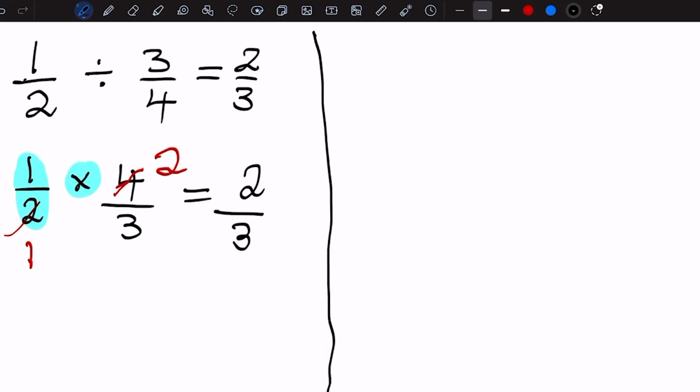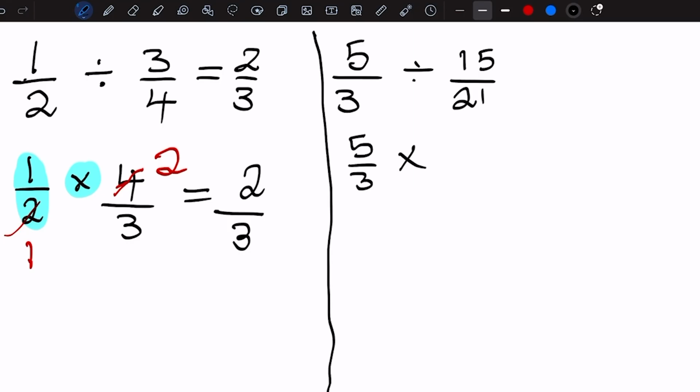Let's say we have a 5 over 3. We're going to divide that by 15 over 21. Alright, so we have this now. So we'll do the same thing again. Right about the first fraction. Change the division sign to multiplication. Find the reciprocal of the next one, which is basically flipping it. So since it's 15 over 21, I'm now going to have a 21 over 15.